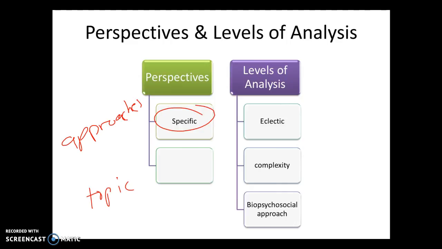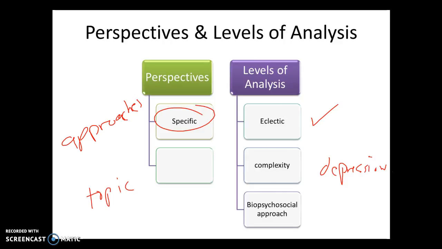most complete way of tackling the complexities of human behaviors and mental processes, to get the most complete picture of whatever the topic may be, it's important to take what's considered an eclectic approach. And an eclectic approach takes into consideration, say, the complexity of something. Let's use depression. This is a very, very complex topic.